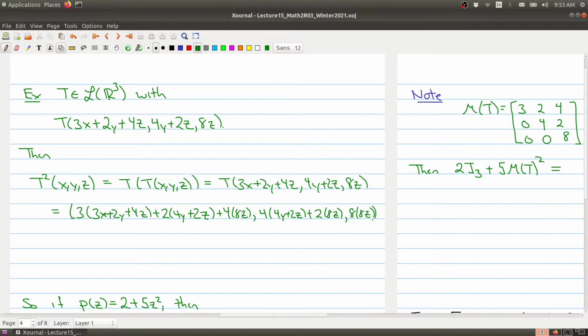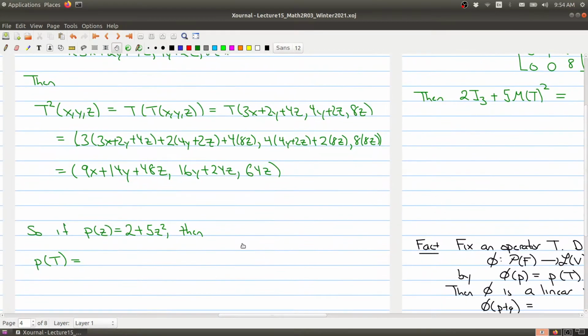Okay, so now we want to clean this all up. I've done the arithmetic beforehand, but you expand this all out and you collect all the x's together, all the y's together, and all the z's together. So we end up with 9x plus 14y plus 48z as my first coordinate. Then we have 16y plus 24z as my second coordinate, and my third coordinate is 64z. So this is what T squared is. And now if we wanted to figure out what T cubed is, we would take this output and stick it back into T, and then we could find T cubed. And then we can continue this process.